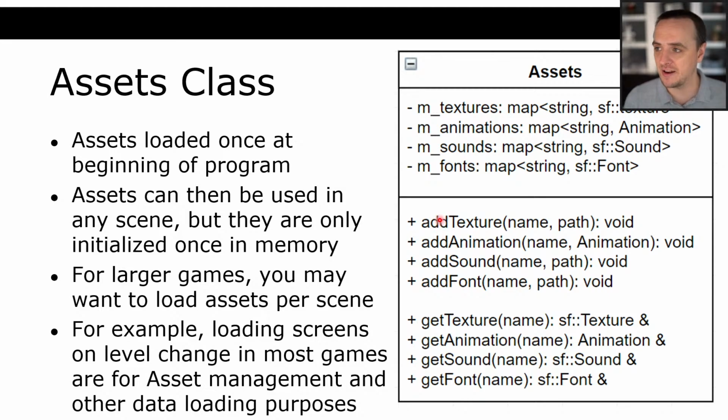And if we want to add a texture to our assets class, we'll just call add texture with a name and a path. And similarly with sounds. Animations are a little bit different, I'm about to get into animations though. And then whenever I want to get a texture, it's just get texture name, get animation name, get sound name. So it's the easiest possible way that we could construct something like this, just associate every type of asset with a string and then use the string for the setting and the getting.